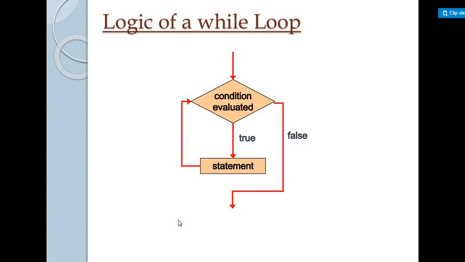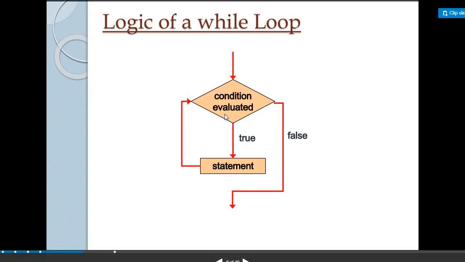So the logic of the while loop: the condition is tested first. Control comes here, and the condition is tested. If true, then the statement is executed repeatedly, and again the condition is tested and evaluated. If true, it is executed again. If the condition is false, then it exits from the loop. This is the structure of the while loop. The condition is tested at the entry part, and as long as it is true, the statement is repeatedly executed. If it becomes false, it comes out from the loop.